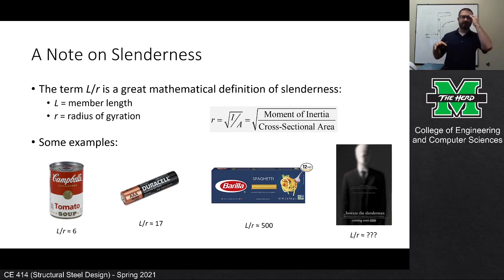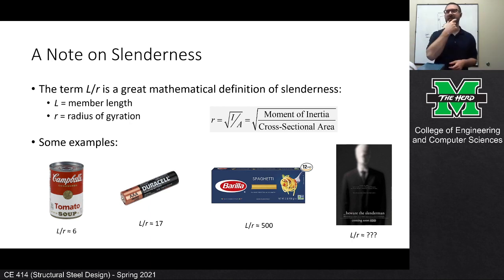L over r is a great mathematical definition of slenderness. First off, L is the member length and r is the radius of gyration. And how do you compute the radius of gyration? You just take the square root of I over A, I being the moment of inertia and A being the cross-sectional area. So you could think of r as a sort of normalized expression of the moment of inertia. But when you take L over r and you divide them, it's unitless. One of the beauties of that definition is that there are no units associated with it.